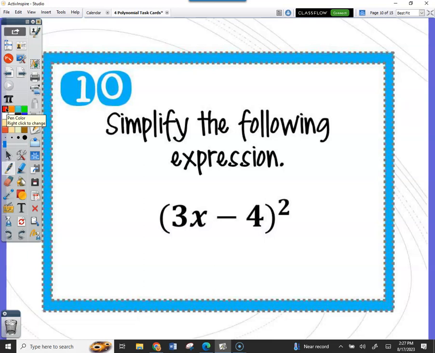I see people do this all the time. They see this and they think, oh, it's 9x squared plus 16. And that would be wrong. And the reason why it's wrong is because how many terms are in here? There's 2, which means that's a binomial times a binomial. Not, oh, you just square it. No, no, no, no, no. Okay, so please be careful.